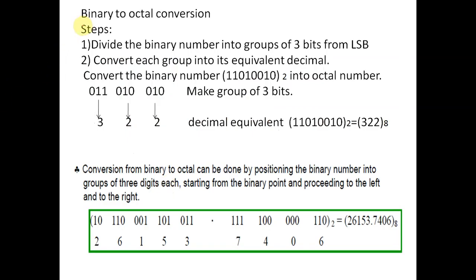Now the second method is the binary to octal conversion method. These are the steps followed for binary to octal conversion. First step, divide the given number into groups of 3 bits. Why groups of 3 bits? Because in the octal number system, each digit is represented by using 3 bits.